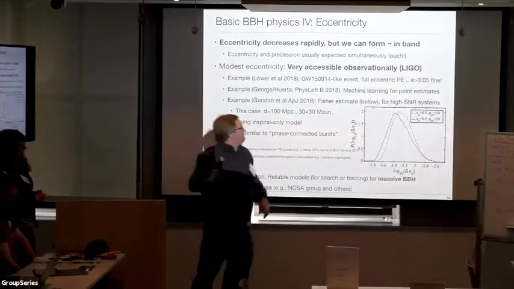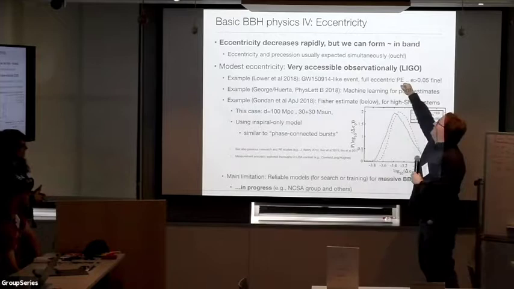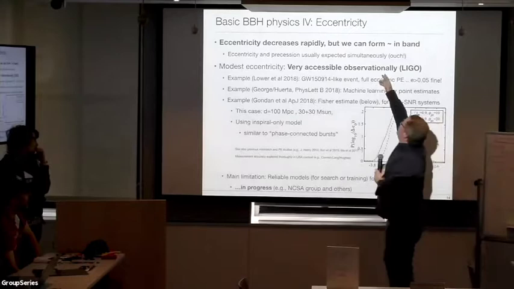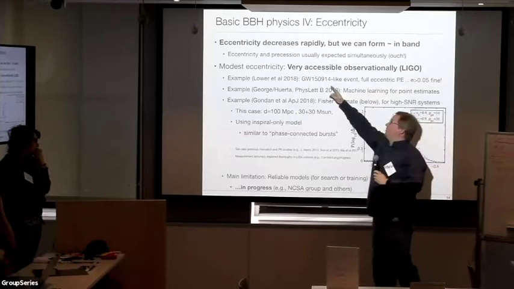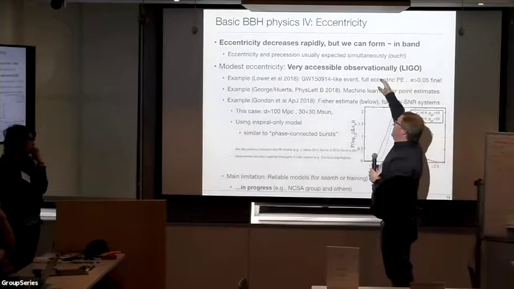Now, you might say, well, do I care? Hopefully, by this point in the conference, you've heard that you do care. Eccentricity is great. Now, why as a relativist do I like eccentricity? Because eccentric signals are long and complicated and break every symmetry imaginable. Generally, they're going to be eccentric and precessing simultaneously. And in fact, even for sources like GW190521, it's very possible to measure eccentricity if it's even remotely close to being present in band. So these are incredibly rich signals from a gravitational wave point of view.